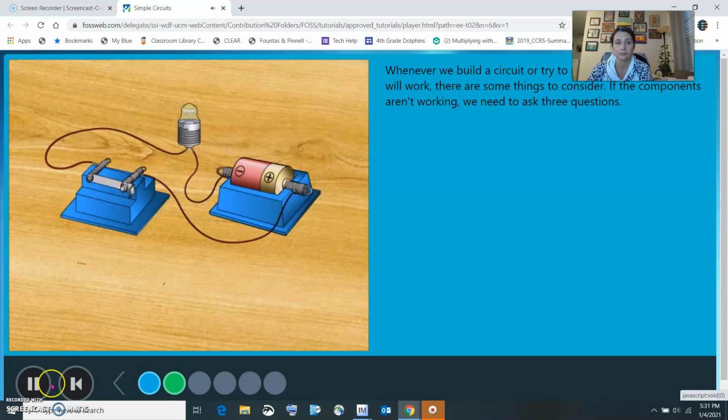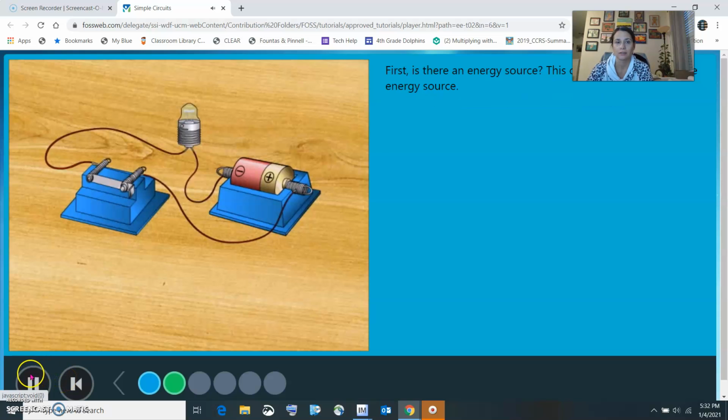If we're trying to predict whether the circuit will work, there are some things to consider. Is there an energy source? This circuit has the D cell as the energy source.